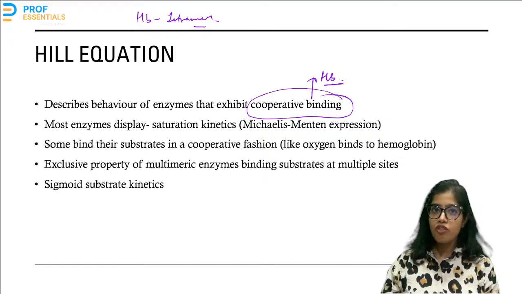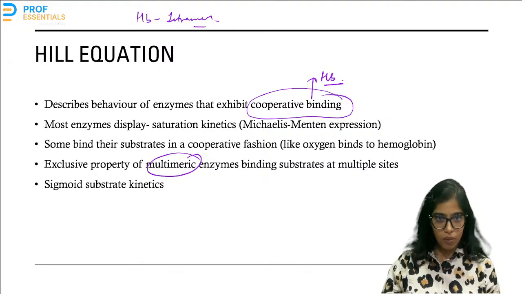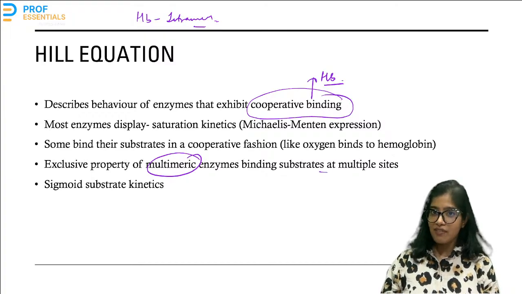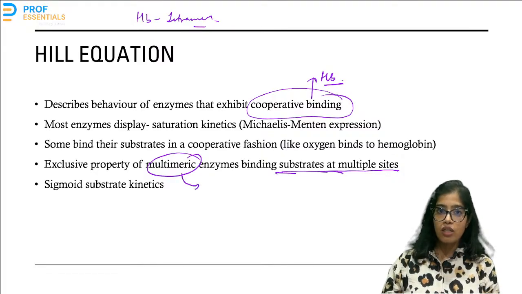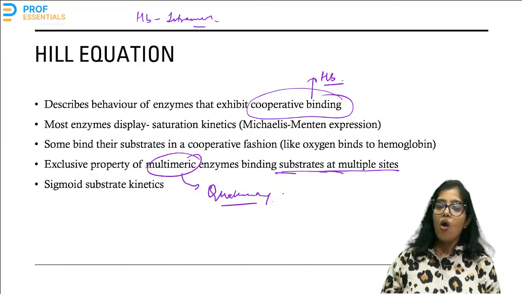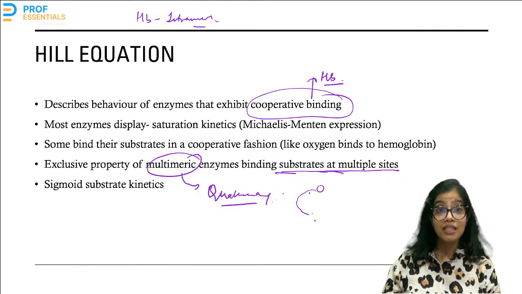But this is the exclusive property of multimeric enzymes, that is, enzymes possessing two or more molecules, which will have multiple active sites. Multimeric enzymes have a quaternary structure. Since they have more than one active site, once a substrate binds to one active site, the affinity for the substrate to bind at the other active site is going to increase.